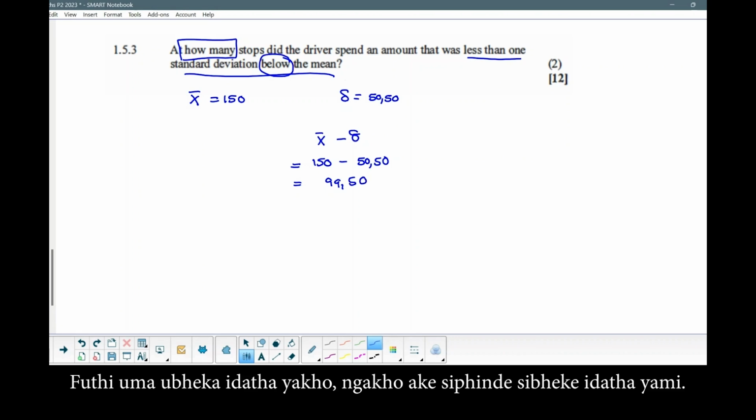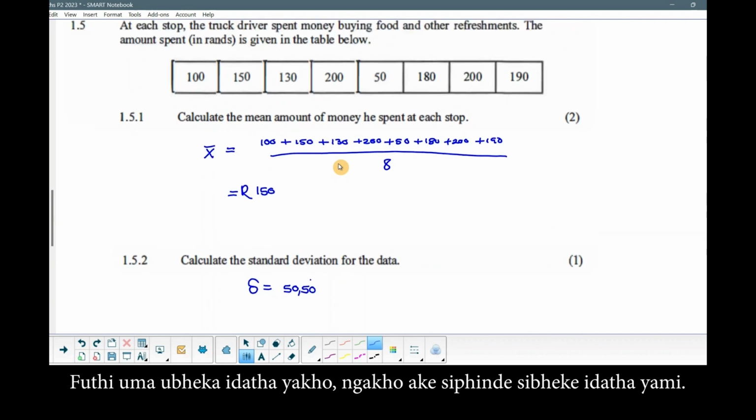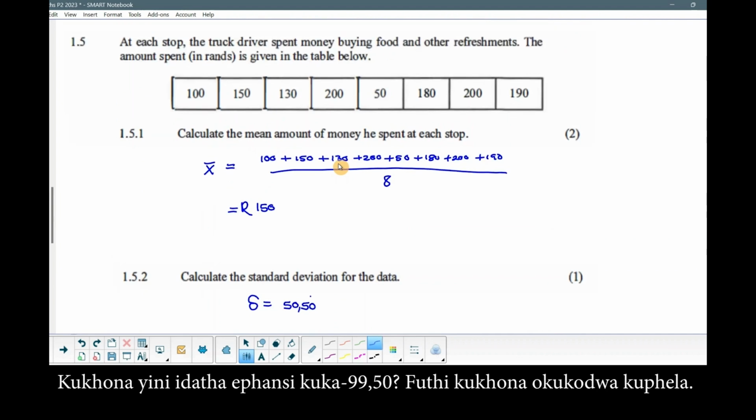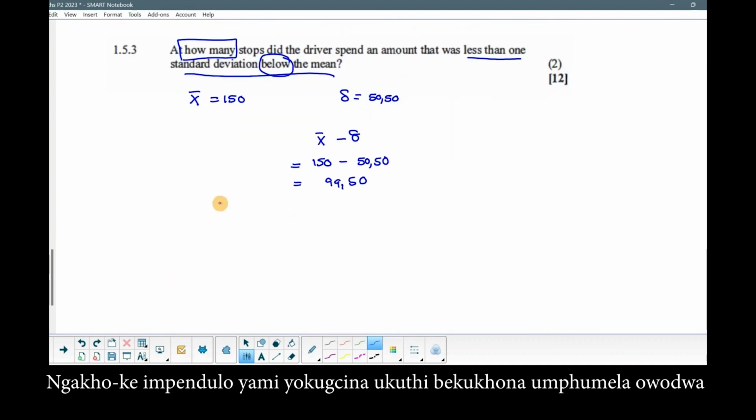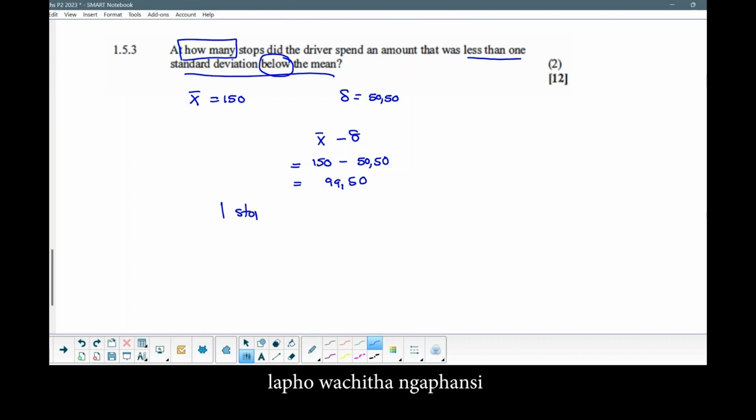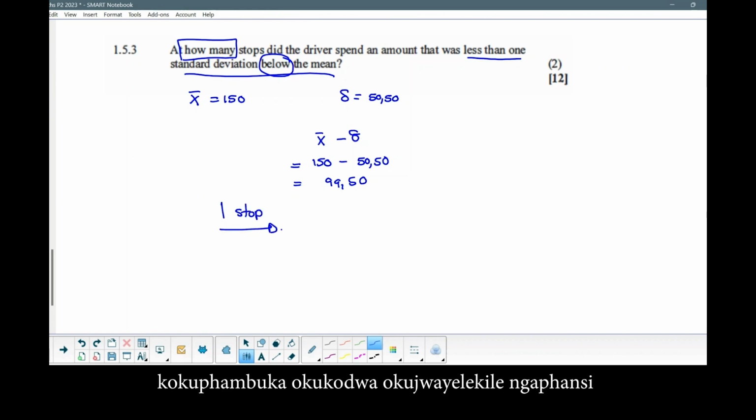99.50. And if you look at your data, so let's scroll up and have a look at my data. Are there any pieces of data that were less than 99.50? And there's only one. So my final answer is that there was 1 stop where he spent less than 1 standard deviation below the mean.